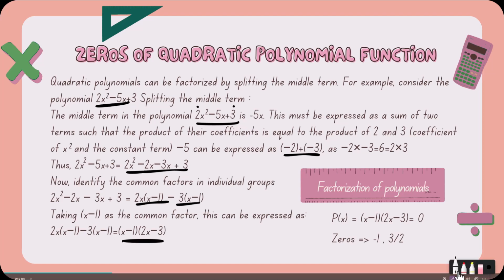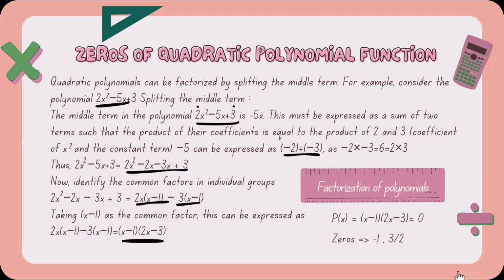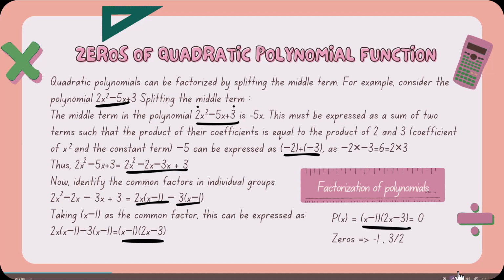Now when will this be equal to 0, right? When will p of x be equal to 0? In this algebraic expression, there are two factors. One factor is x minus 1. The second factor is 2x minus 3. Two factors are there. So if I put 1 there, it'll become 0. 0 into something will give you 0.